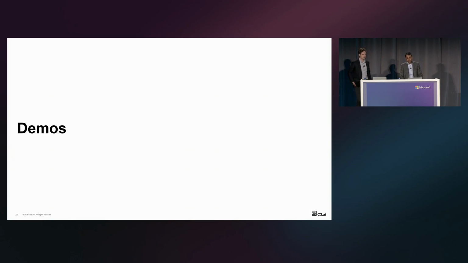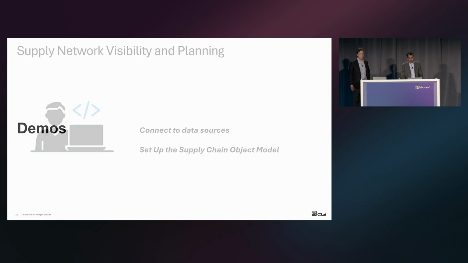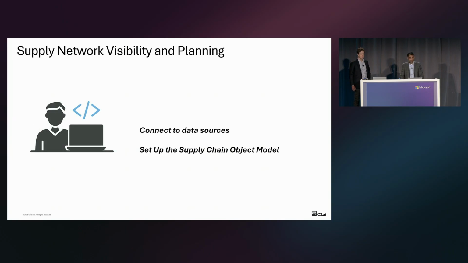Okay, so with that, I want to hand over to my colleague John to walk you through a few demo flows that are kind of interesting. We'll use the supply network visibility and planning capability as a way to demonstrate that. But first, we're going to do some technical work. We're going to connect to data sources and set up our supply chain object model. So over to you, John. Thank you, Nikhil.